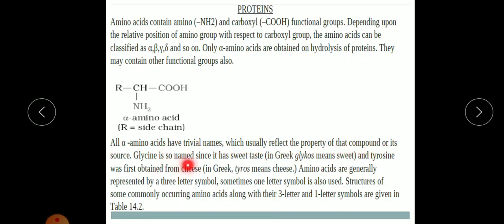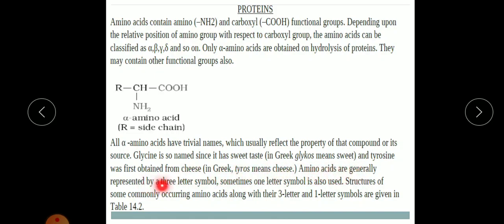Glycine is so named since it has a sweet taste. So glycine means when in place of R you have H, and the rest remains the same, then that will be glycine, and it has been named because it has a sweet taste, which comes from the Greek word glykos, meaning sweet. Tyrosine was obtained from cheese. In Greek, tyros means cheese.